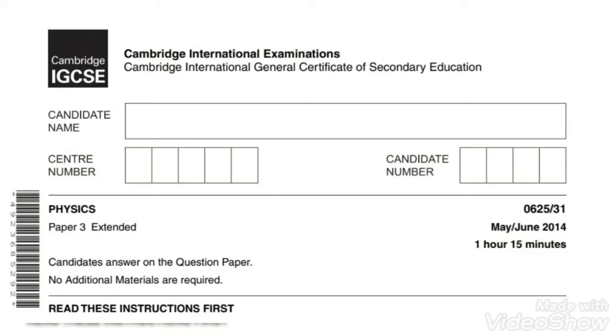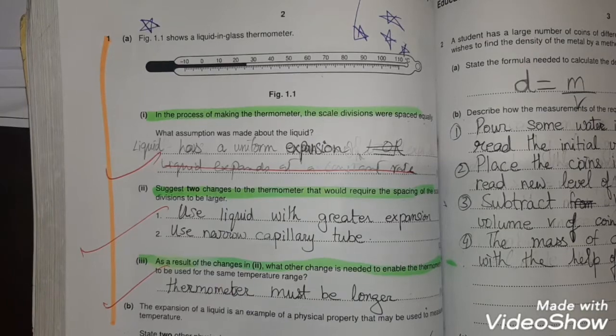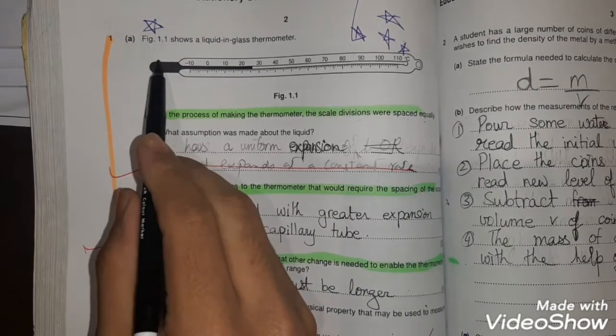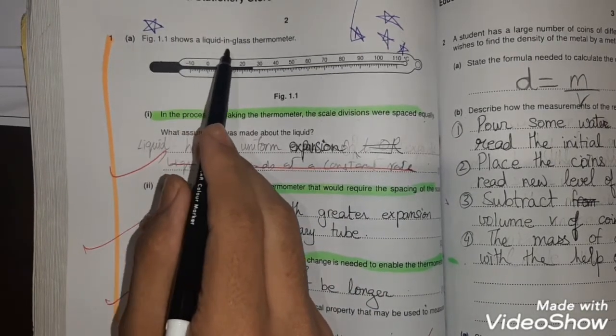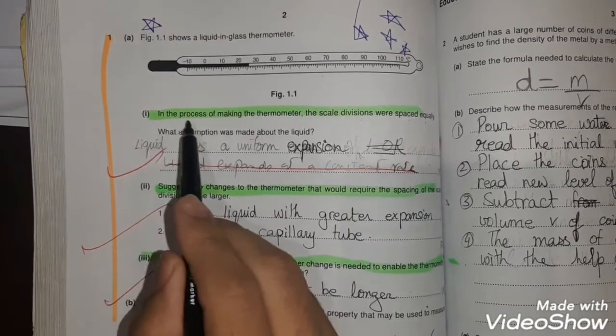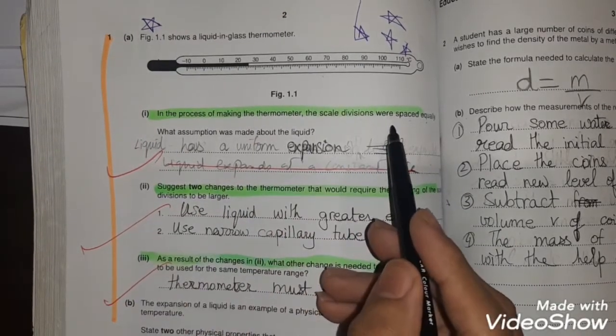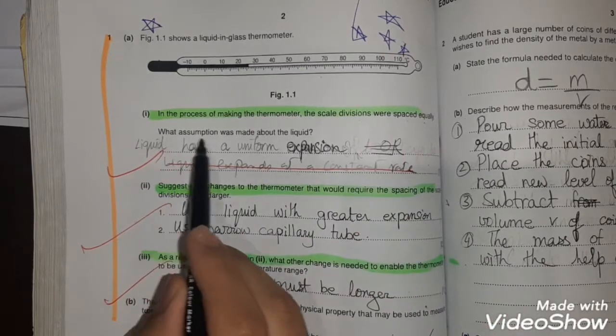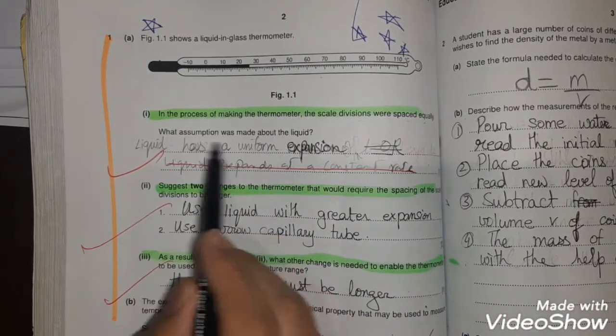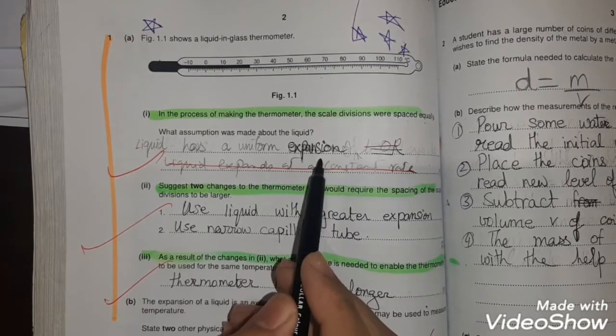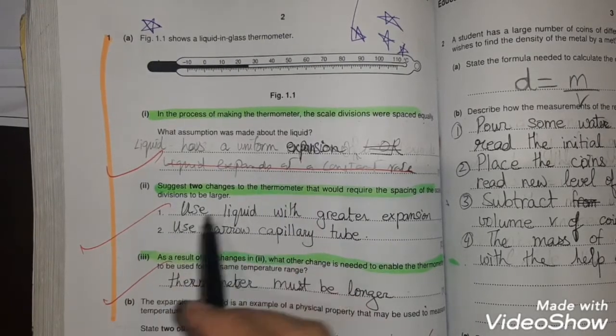So today I'll be explaining physics May-June 2014 paper 31. Question 1a states figure 1.1 shows a liquid in glass thermometer. Part 1 states in the process of making the thermometer the scale division was spaced equally. What assumption was made about the liquid? Liquid has a uniform expansion. So this will be the final answer.